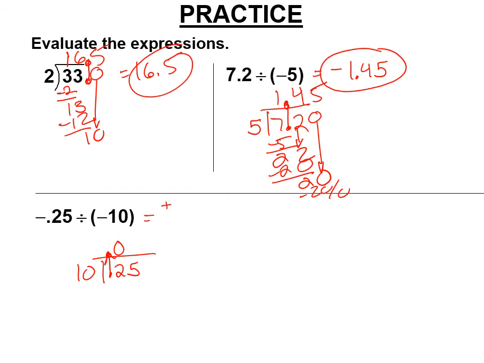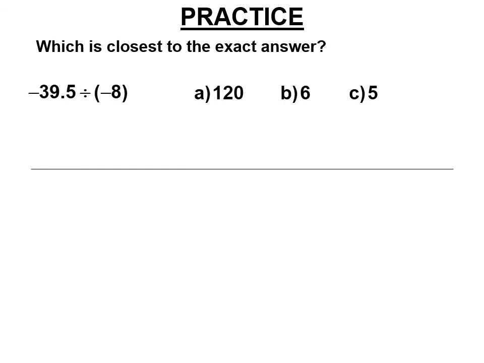So 10 goes into 2 0 times. You've got to put that 0 there. 10 goes into 25 2 times. We're out of numbers. You bring down a 0. 10 into 55. So this is positive, since there's two negatives, 0.025. We're rounding again.